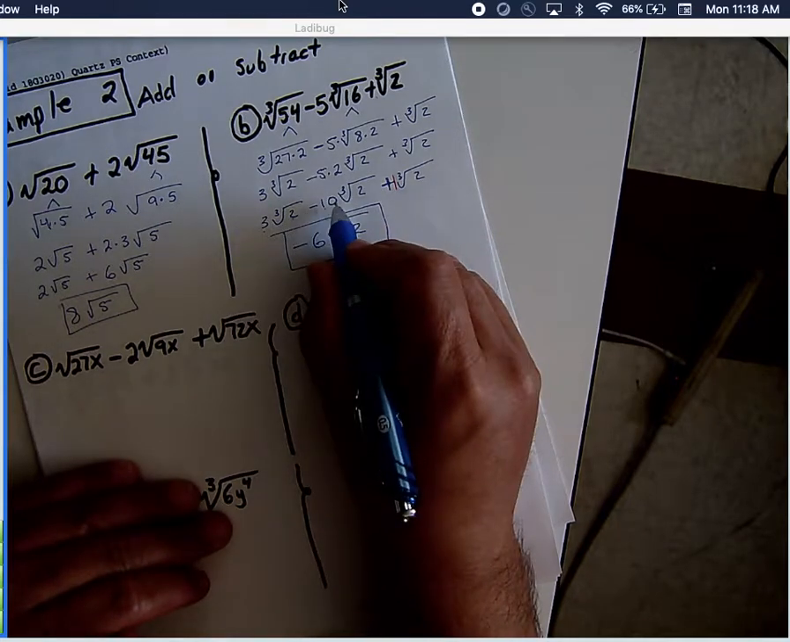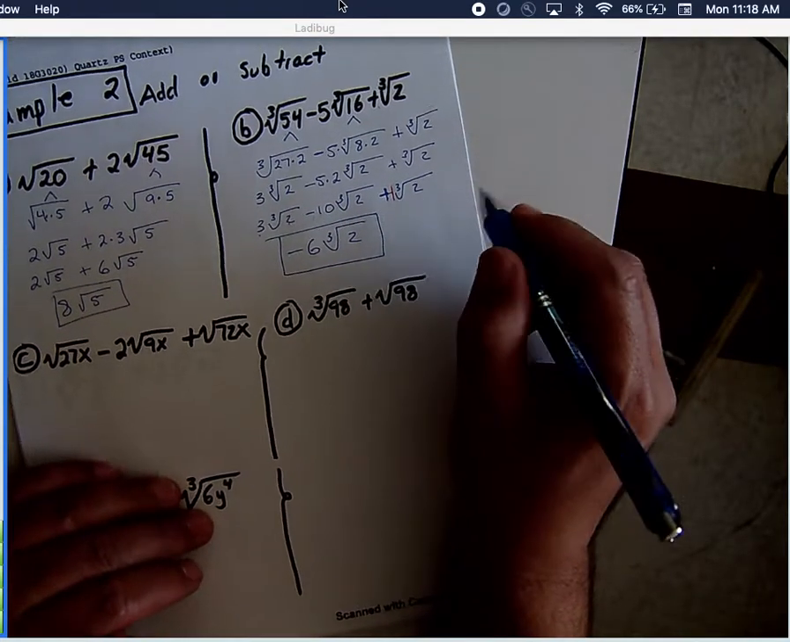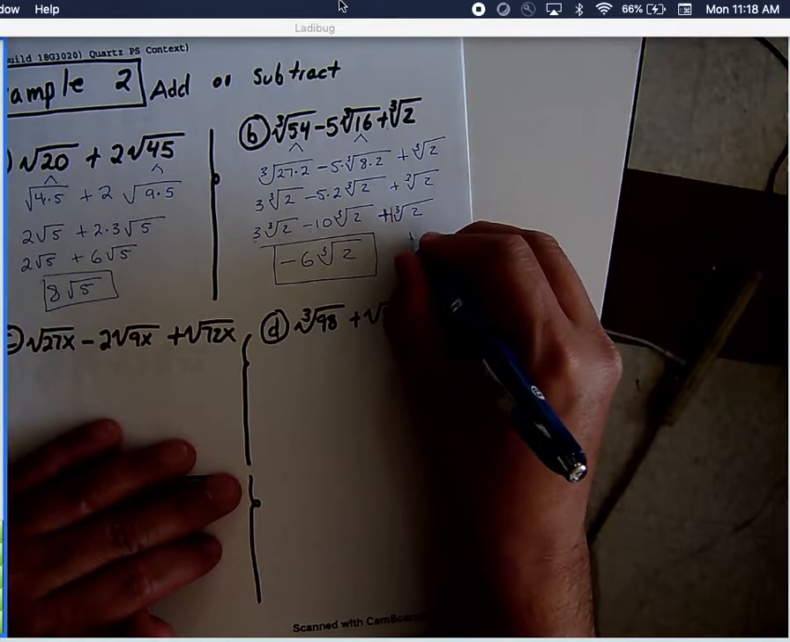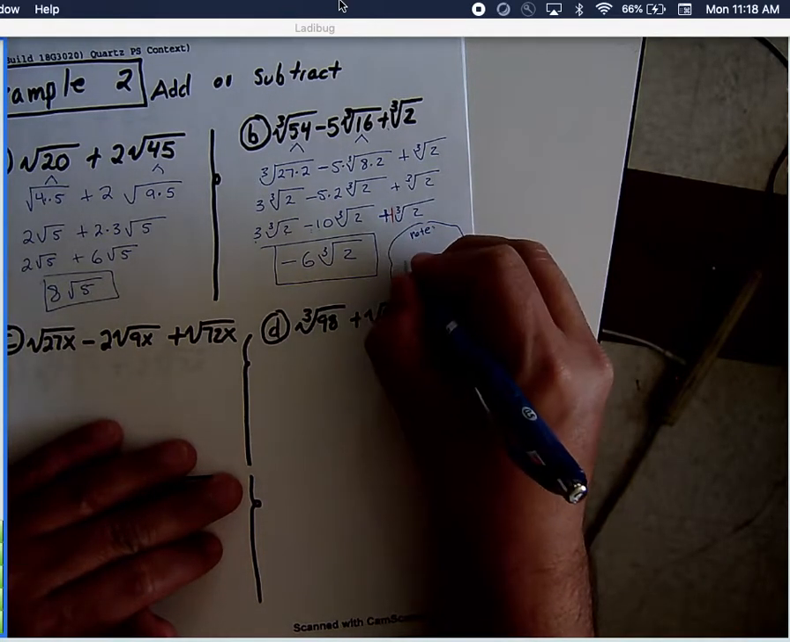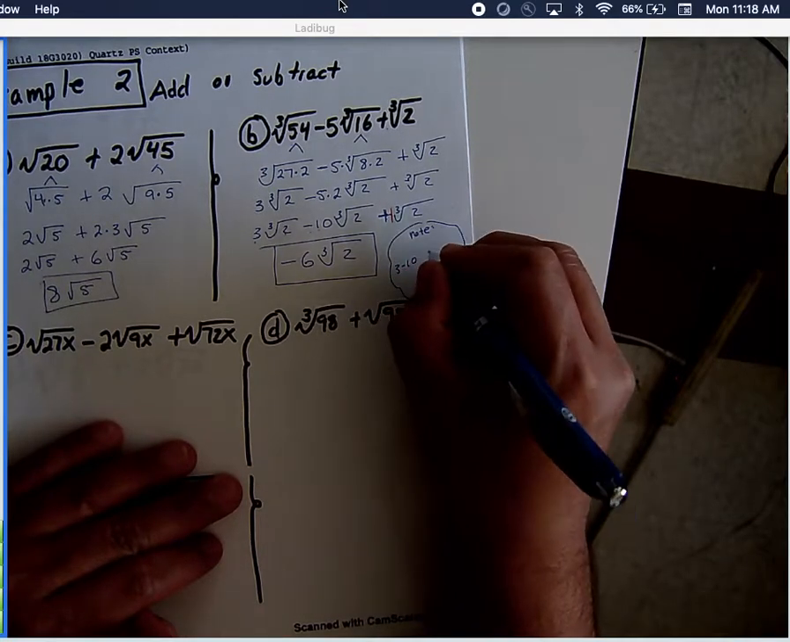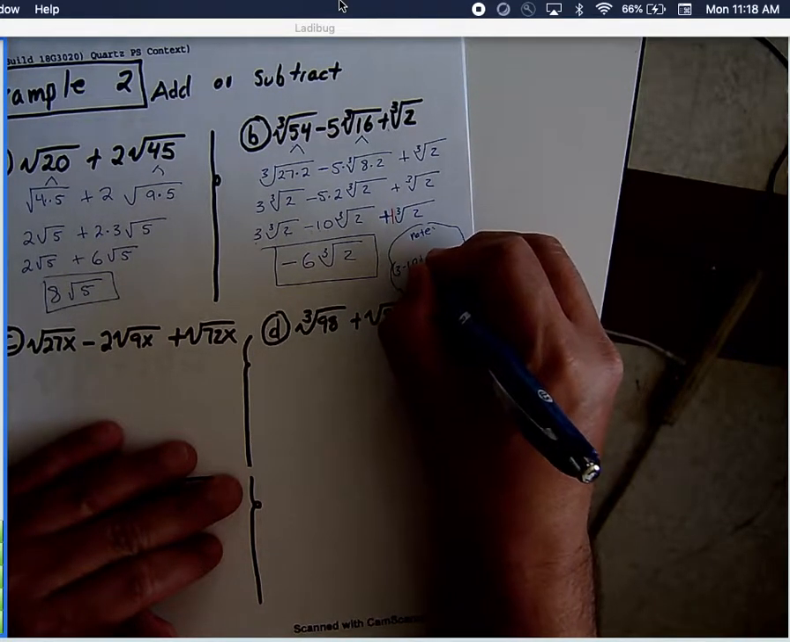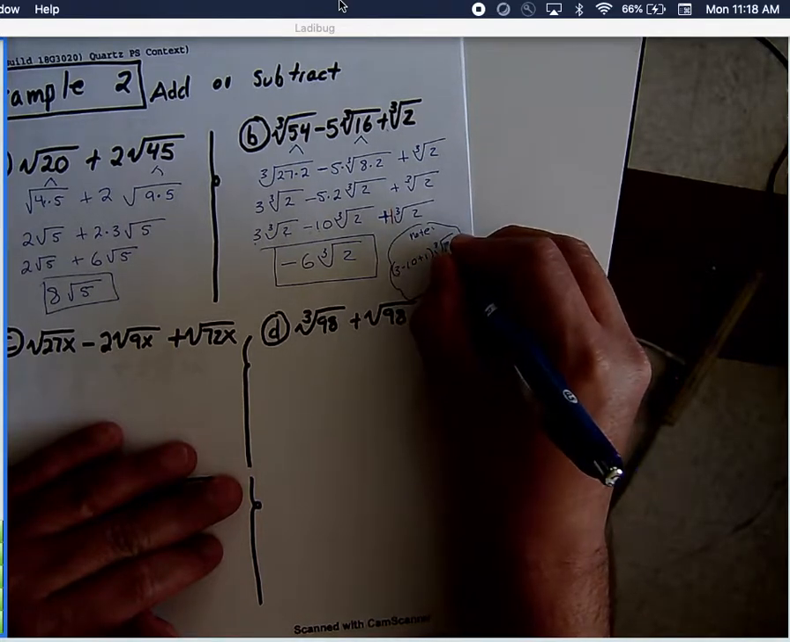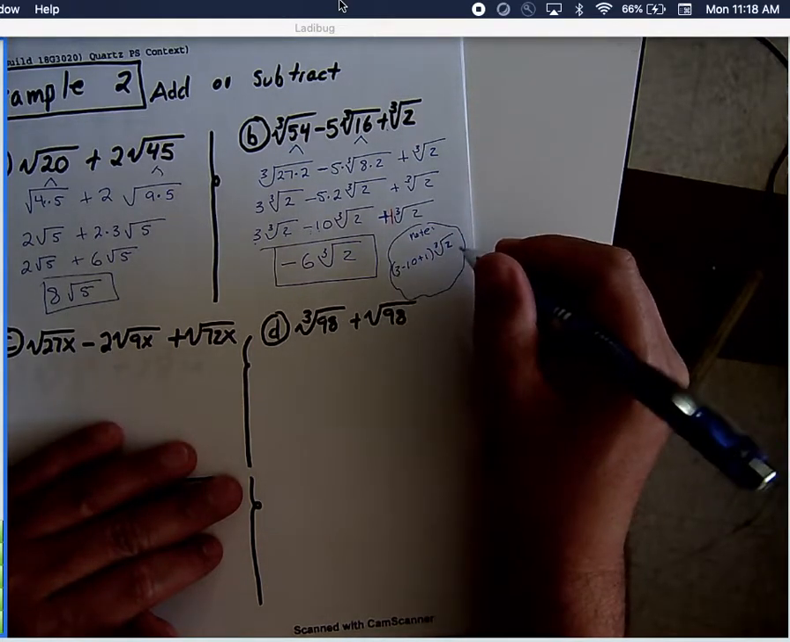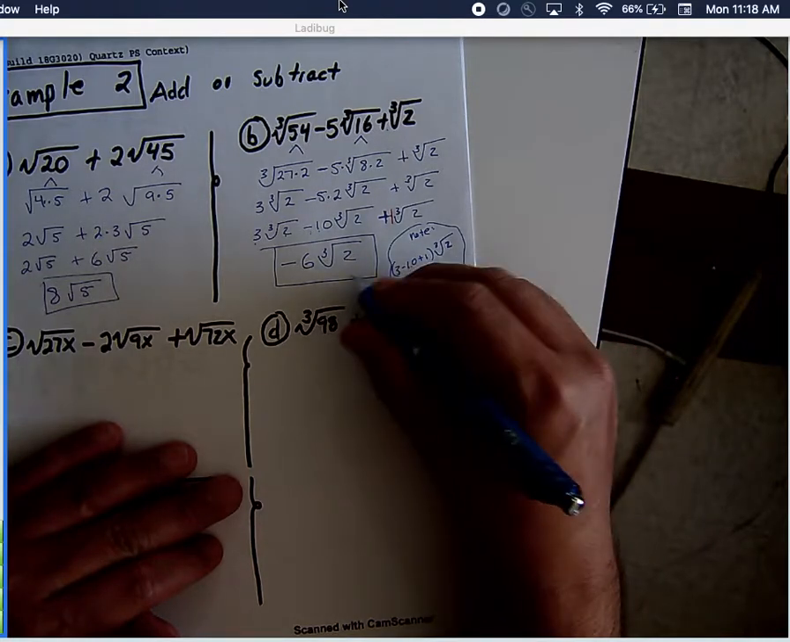I just added the coefficients. Maybe put a note here. So I did 3 minus 10 plus 1 cube root of 2. So 3 minus 10 plus 1 gives me negative 6.